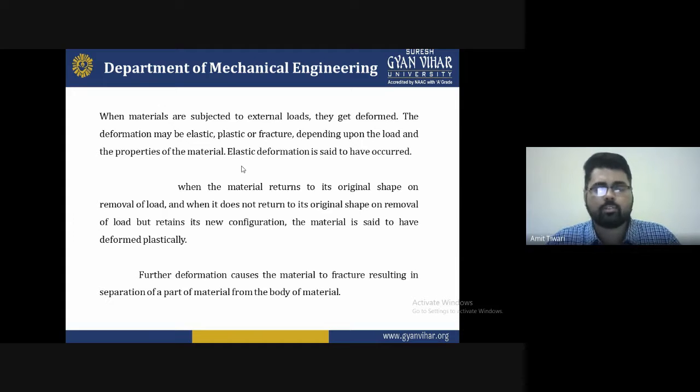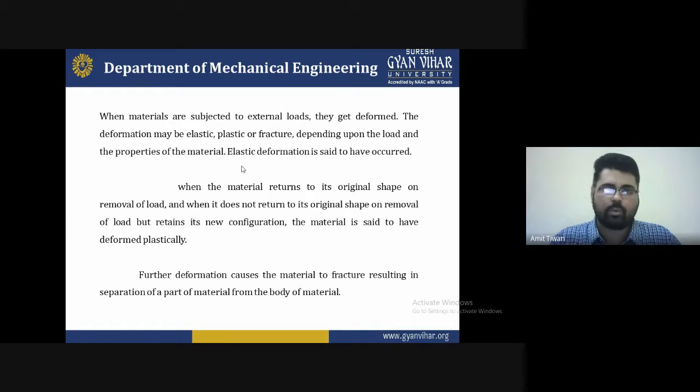So elastic deformation occurs first of all, and after that it is converted to plastic, and then fracture occurs. Depending upon the loading and the properties of the material, plastic deformation is said to occur. When the material returns to its original shape after the load is removed, it is elastic. When it does not return to its original shape after the load is removed, it takes a new configuration.